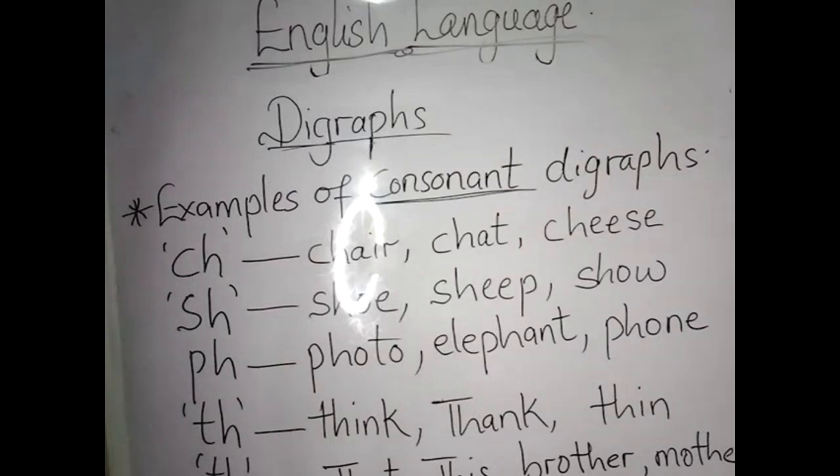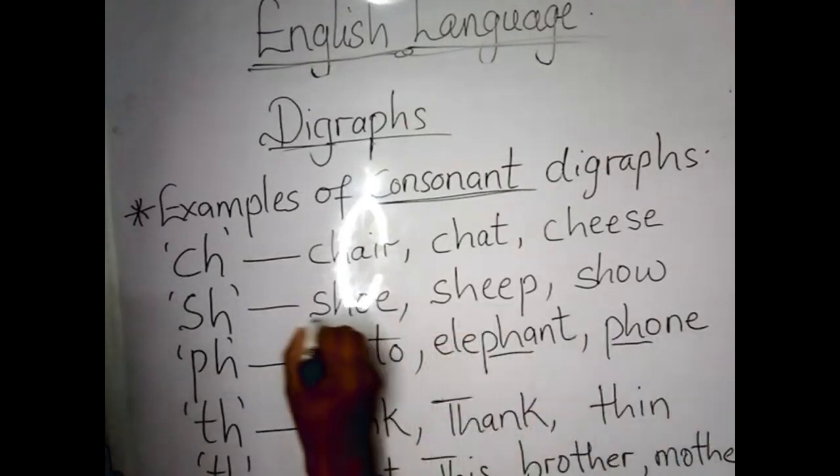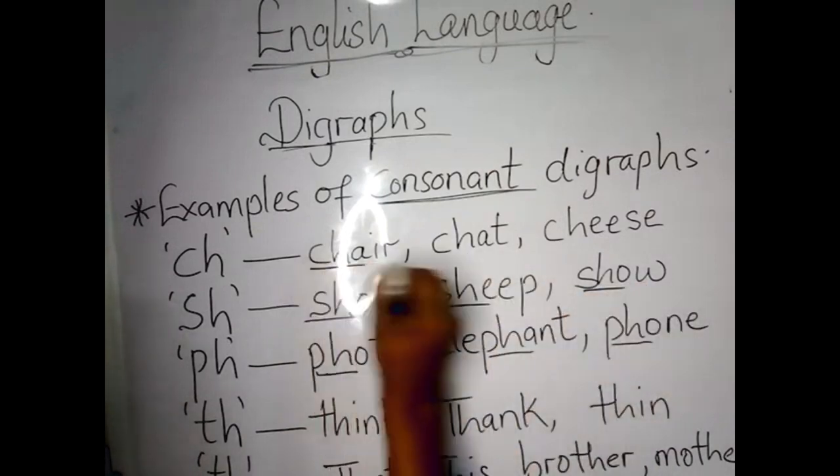Okay, so the next one is the letters P and H. Letter P makes the sound P, while letter H makes the breathing sound. But in the new sound, you don't hear either of those sounds. And the new sound they form is F. P and H combine to form a sound that is exactly like that of letter F. So you have photo, elephant, phone. Let's try and underline the digraphs in these words. Okay? So these are the digraphs.